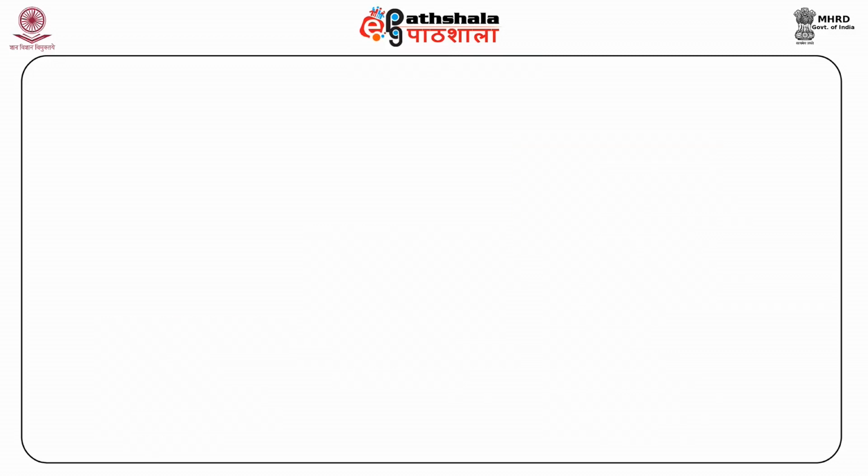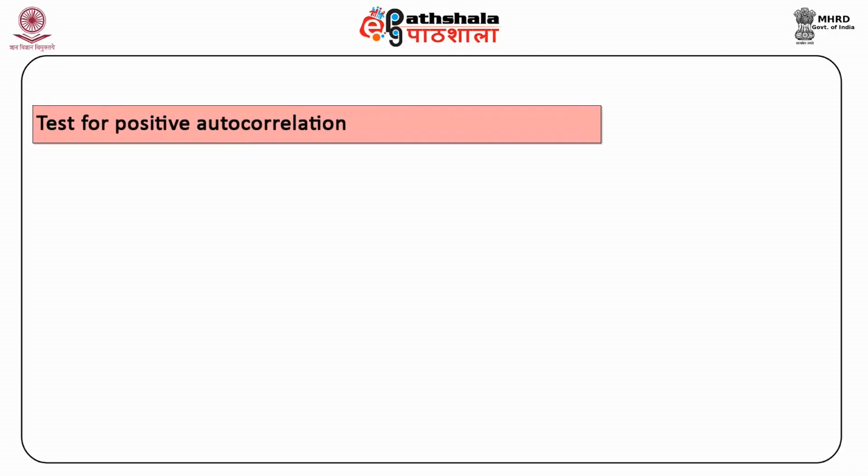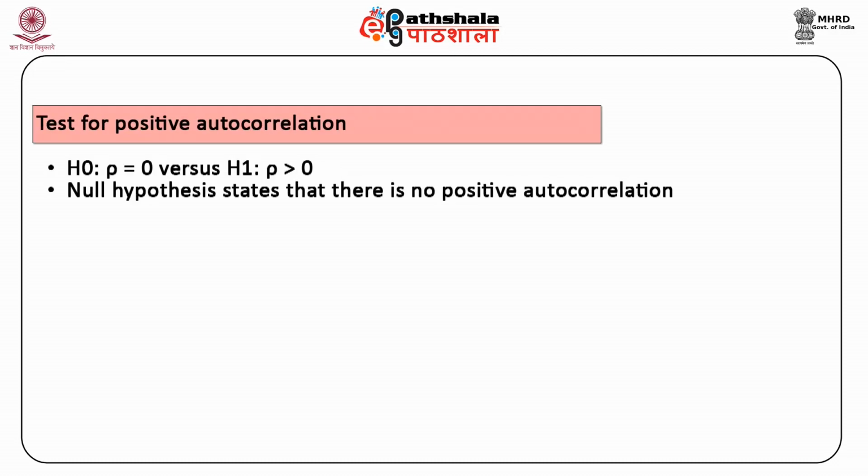The fourth step is to determine whether autocorrelation exists or not, and whether autocorrelation is positive or negative, by carrying out the following hypothesis tests. The first of these hypothesis tests is the test for positive autocorrelation. Our null hypothesis now is that rho is equal to 0 versus alternative hypothesis H1, which is rho greater than 0. Null hypothesis in this case states that there is no positive autocorrelation.